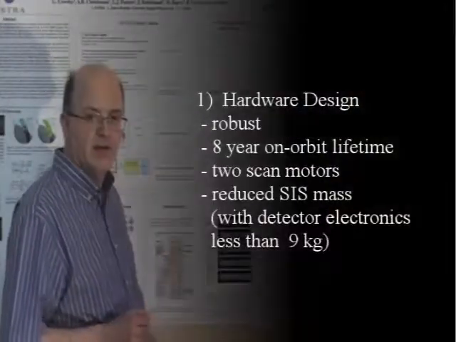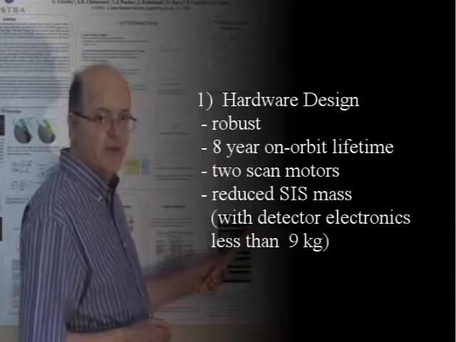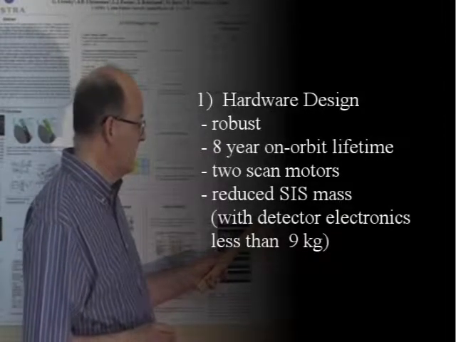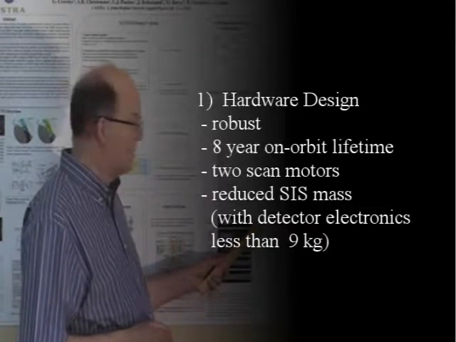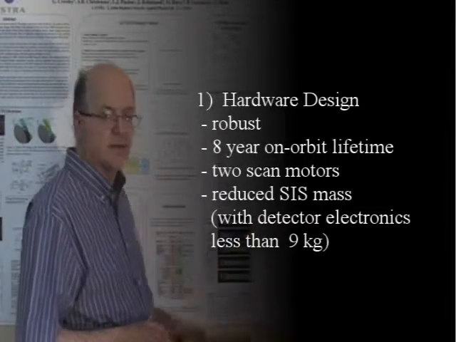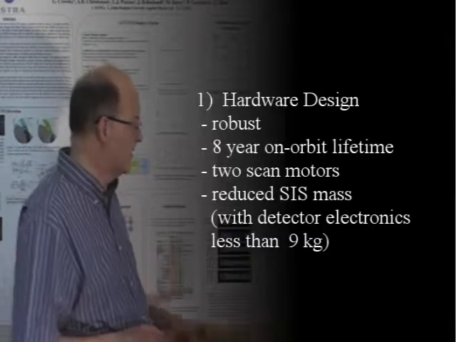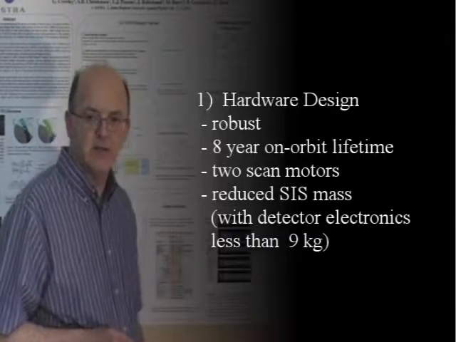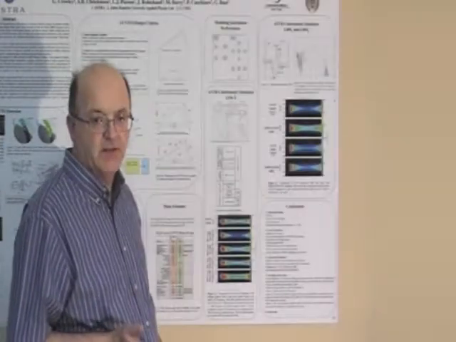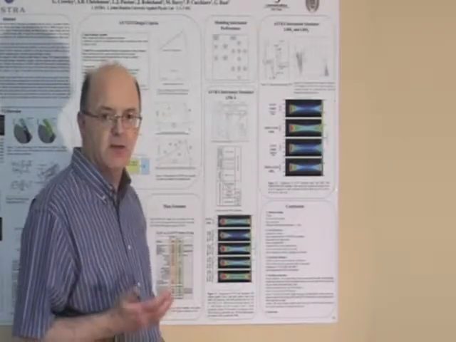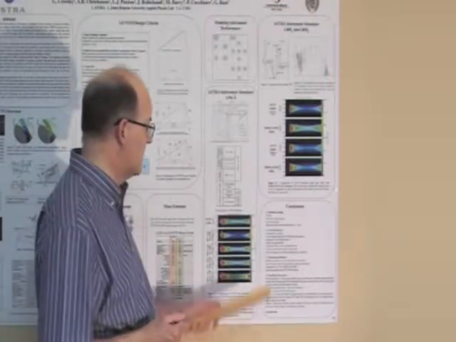We've got a new hardware design. It's robust. It's got an 8-year on-orbit lifetime design. We're using 2 scan mechanisms, 2 scan motors to drive the mirror, and the mass is significantly smaller than the GUVI mass. The SIS itself weighs about 9 kilograms, and we expect that with the detector electronics, and we expect the DPU to come in at about 5 kilograms later.